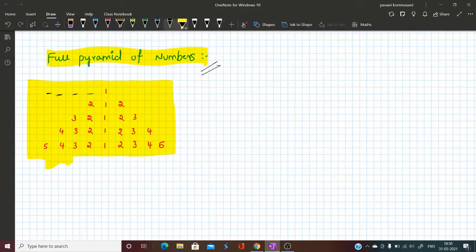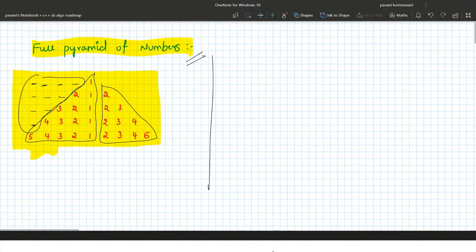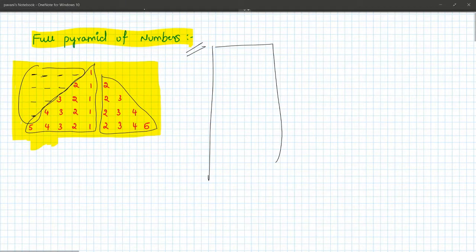Now, we have to print the spaces. Treat this as a pyramid of spaces, and then we have to print these numbers, and simultaneously we have to print these numbers. See, the outlook of the pattern would be... I'm drawing the outline of the code, how it is going to be written.